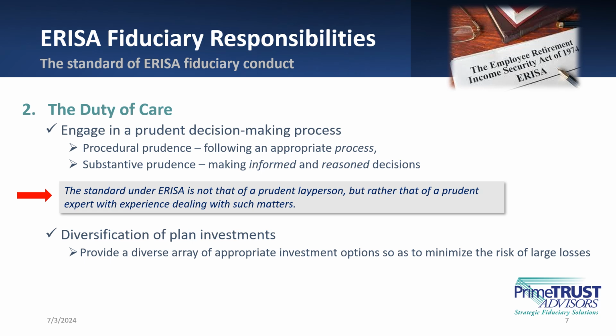ERISA's standard of prudent decision-making is not that of a prudent layperson, that being someone with good intentions and one who may not be so familiar with these matters. But the standard is that of a prudent expert, someone who is very knowledgeable and is accustomed to dealing with these matters. This means if you, as a committee, feel that you do not possess the expertise on any matter under consideration, you are then essentially required to hire an expert to advise you on such matters. That's typically where the 401k advisor or an ERISA attorney comes in. They provide you with expert advice to help you in your decision-making capacity.